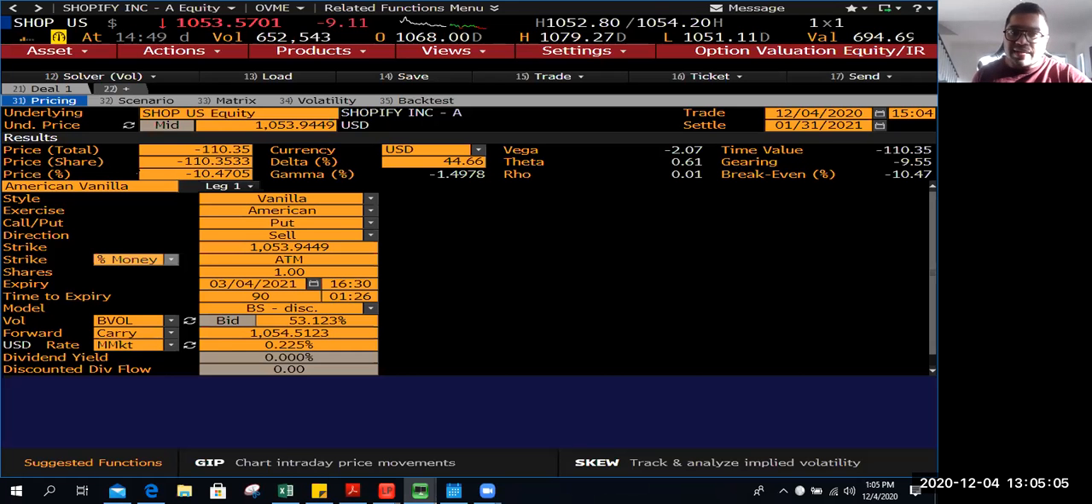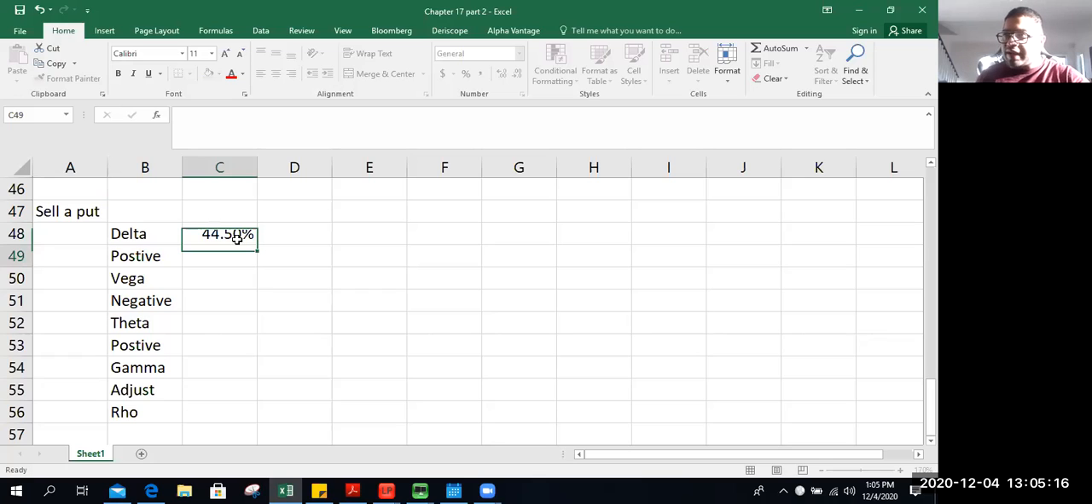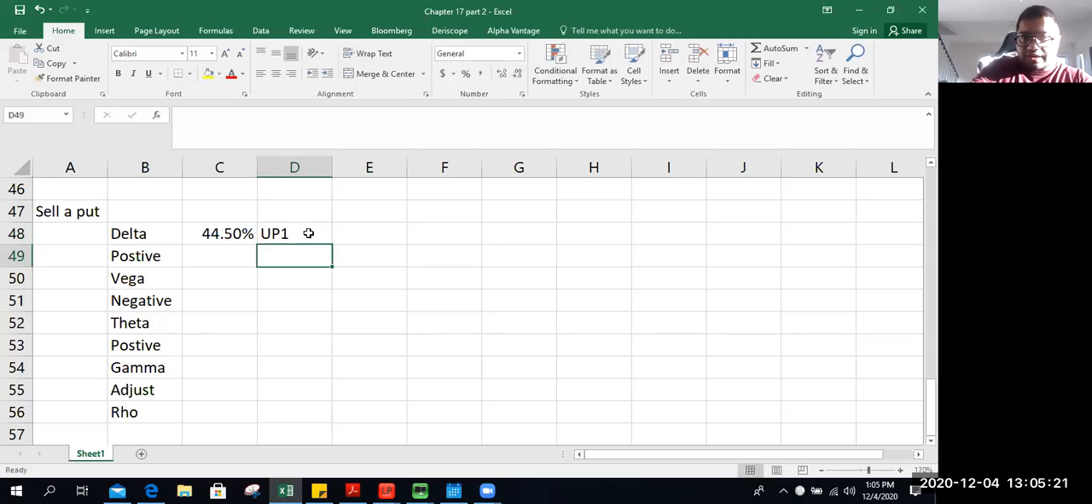Okay, so I'm selling a put option on Shopify, so delta is 44.5%. It means every time, delta is positive. So every time it goes up $1, right? We have done a lot of $1, so let's say it goes up $10. So I'll make $4.50. If it goes down $10, I'll lose $4.50. Because delta is positive, vega is negative.